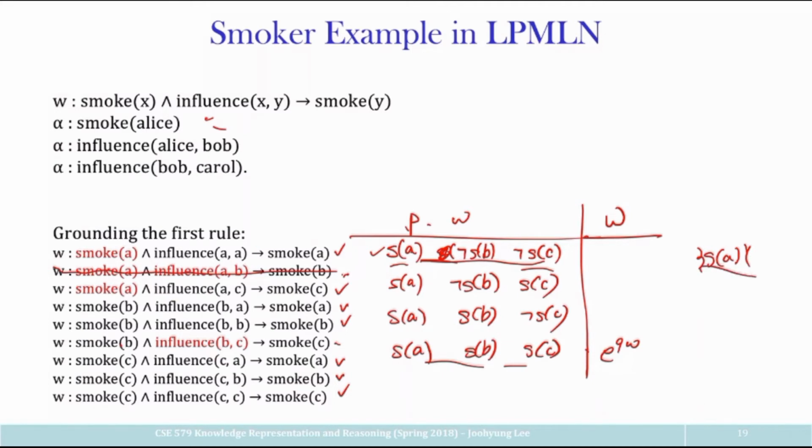So what is the weight now? 8w. Yes, the weight is the same as before. Good. What about the next one? So smoke A plus smoke B is false, smoke C is true. Not a minimal model.